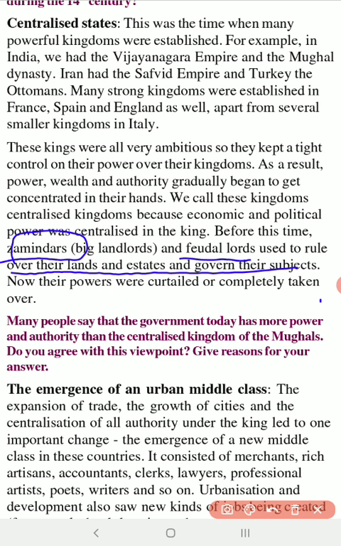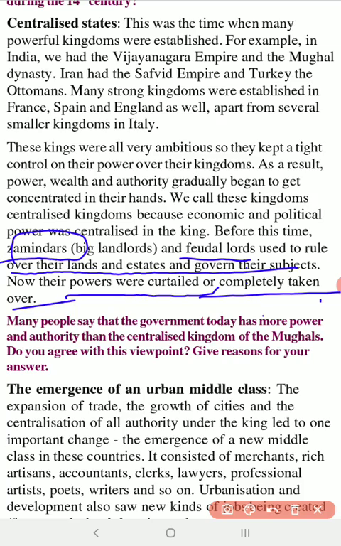Now what happened after the establishment of the kingdoms? Their powers were curtailed, which means limited and completely taken over. Okay, so that's how we find the emergence of the new kings. New kings imposed heavy taxes on these feudal lords, and their power was slowly diminishing. You see how new ideas come together, and they can form a very powerful kingdom, they can establish kingdoms.